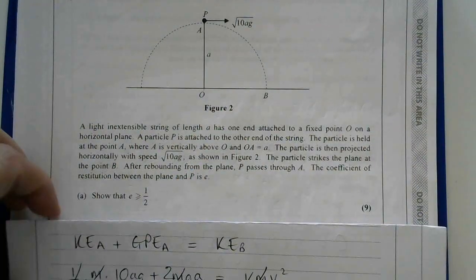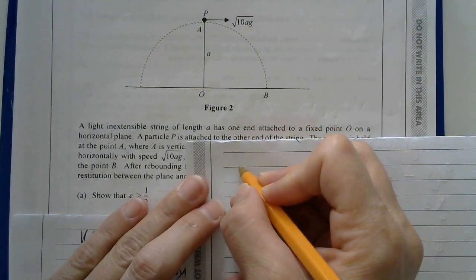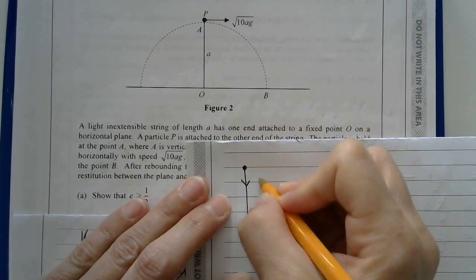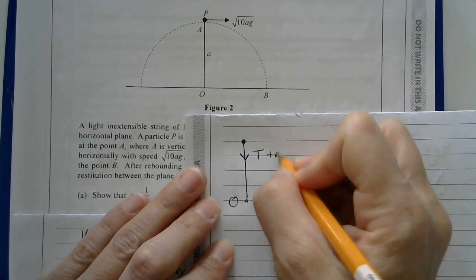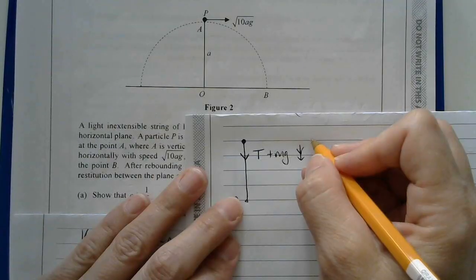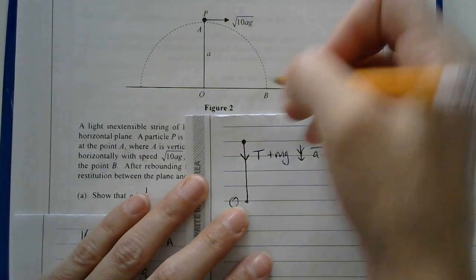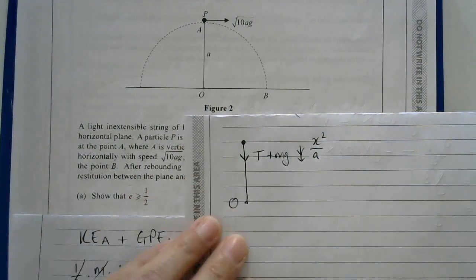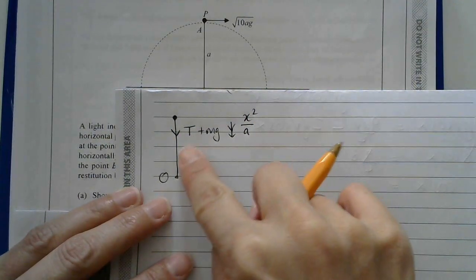Now let's use the tension. So at the top, what forces are going to be acting? So when this particle is at the top, then I'm going to have the tension acting towards the centre of the circle. I'm also going to have the weight, and I know that at the moment the acceleration will be the speed squared divided by the radius. The radius is a, and let's say the speed when it gets back up to the top is x.